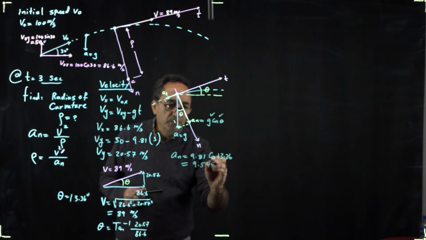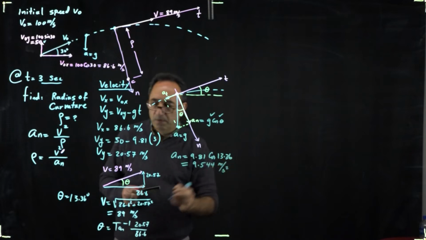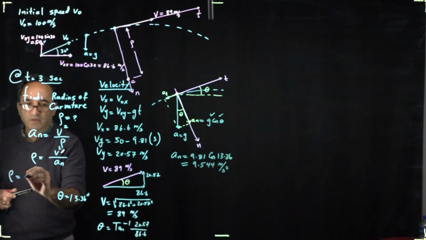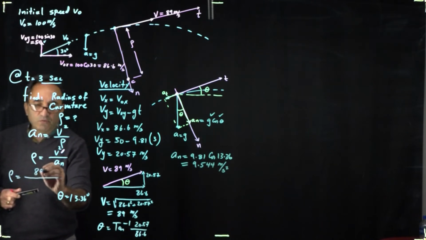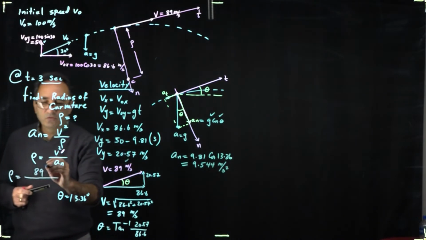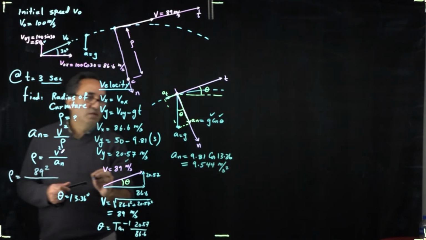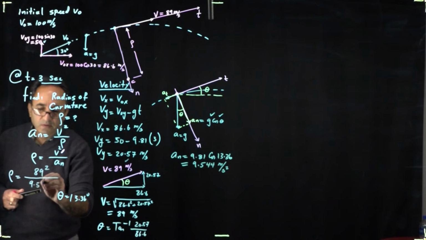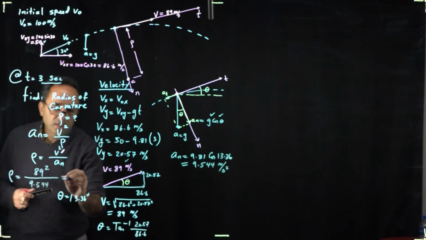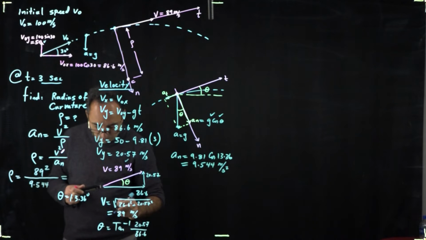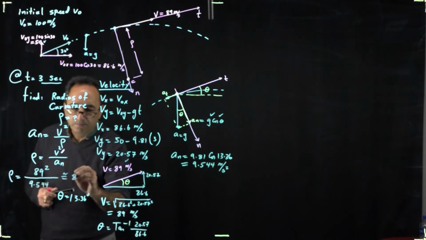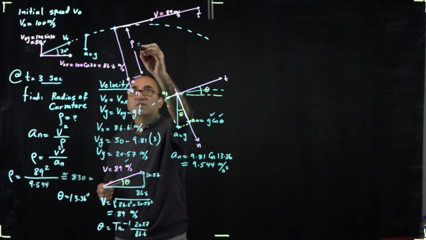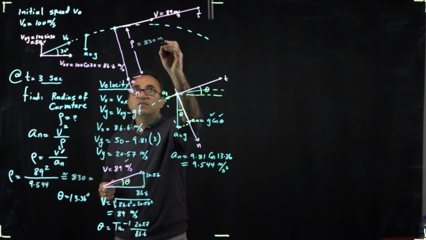9.544 meters per second squared. So now we go back to our equation here. I can finish it up for you. Rho equal what? V velocity was what? 89 meters per second squared divided by what? The normal acceleration of 9.544 roughly. And that radius of curvature comes out to be about 830 meters. So that's the radius of curvature at that instant, 830 meters.